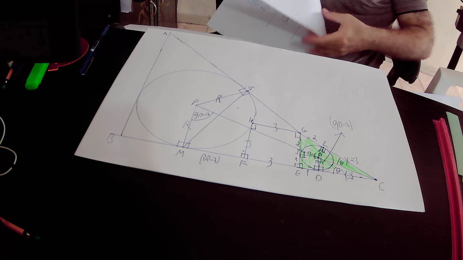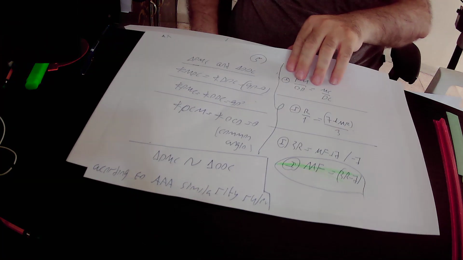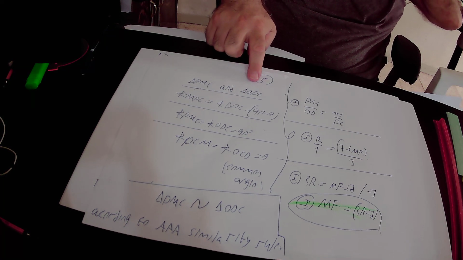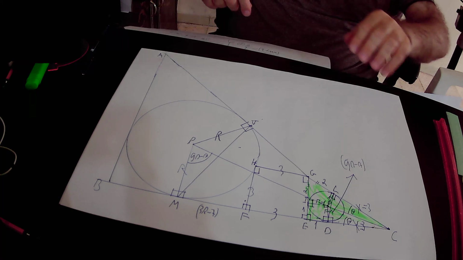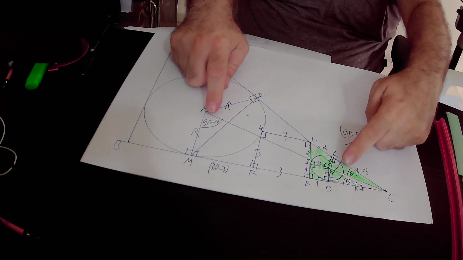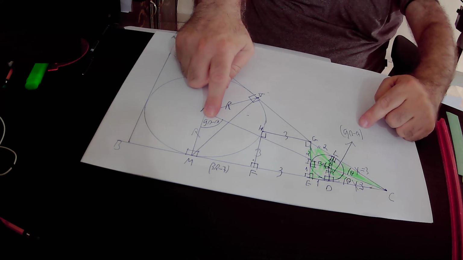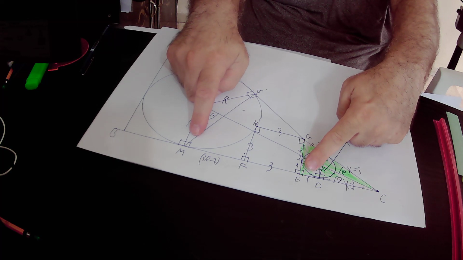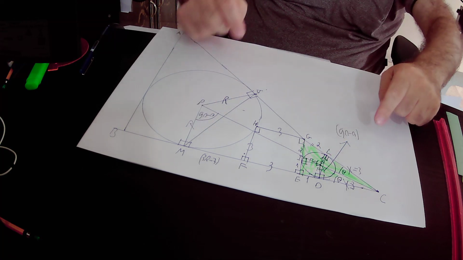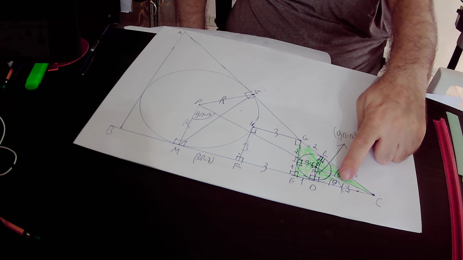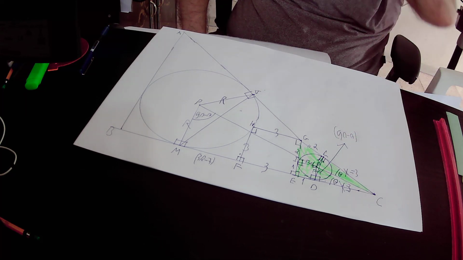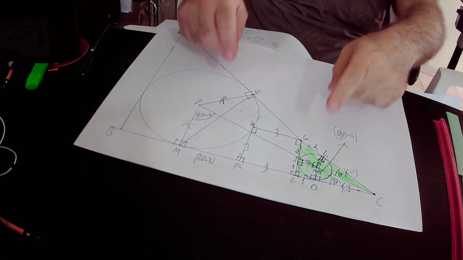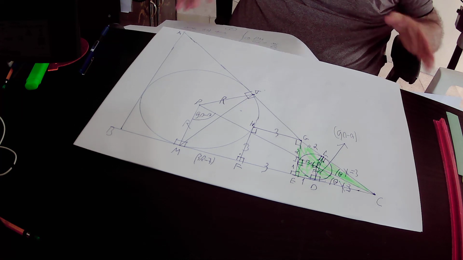I repeat again, we prove that the big triangle PMC is similar to the small right triangle DOC. Why are those two triangles similar to each other? First of all, those two angles, they are both equal to 90 degrees minus theta, therefore they are equal to each other. In addition, those two angles, they are both equal to 90 degrees, therefore they are equal to each other. And finally, angle theta is a common angle that belongs to both triangles, so angle theta is equal to itself.